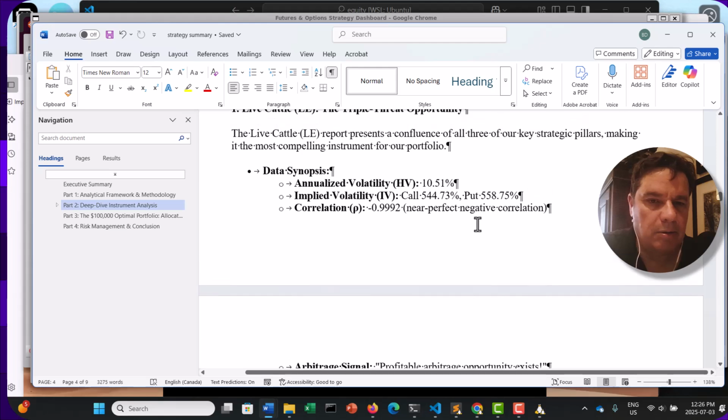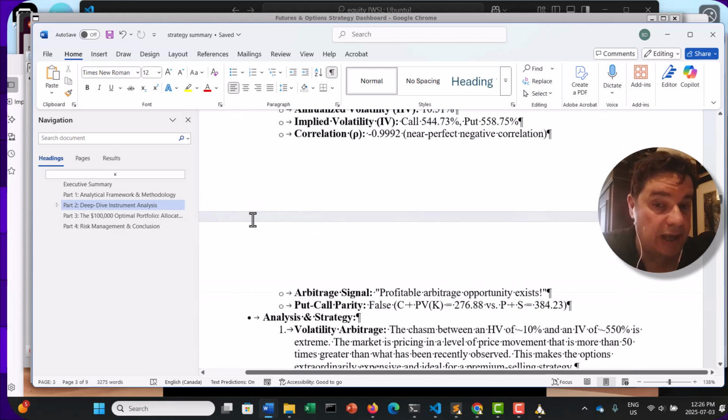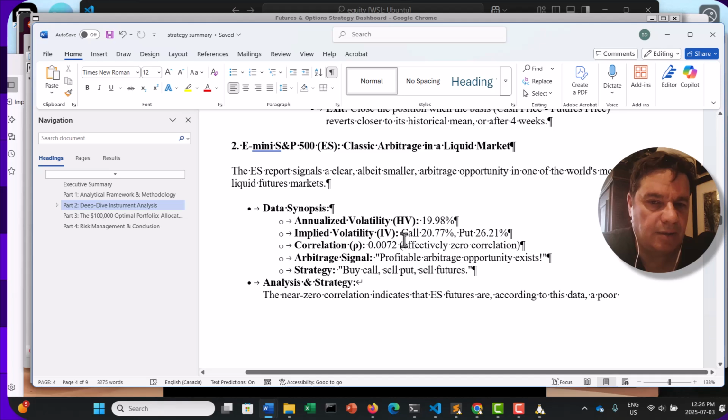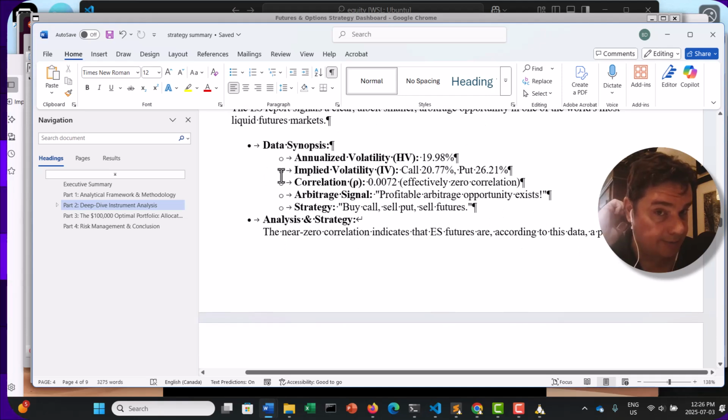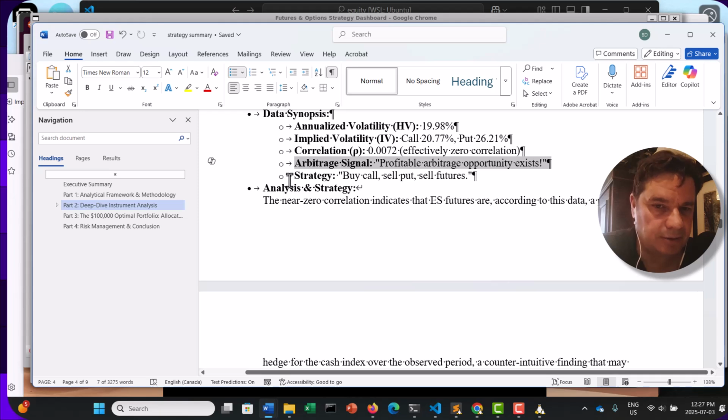Now, we know when we run it, this one does okay. Let's focus on the one that is the golden goose, we'll call it: the E-mini ES, classic arbitrage in a very liquid market. Signals clear all the smaller arbitrage opportunities in one of the world's most liquid markets. So here you have your data synopsis: historical volatility, implied volatility in the call and the put, correlation, which is a zero correlation, and arbitrage signal: profitable arbitrage opportunity exists.